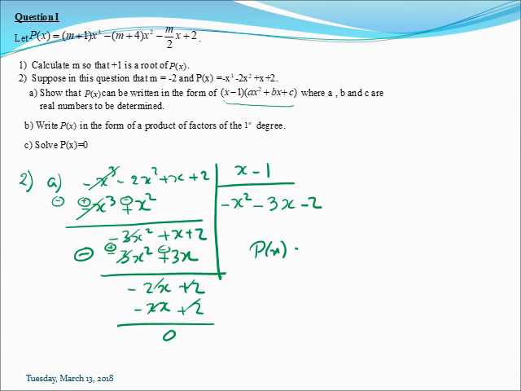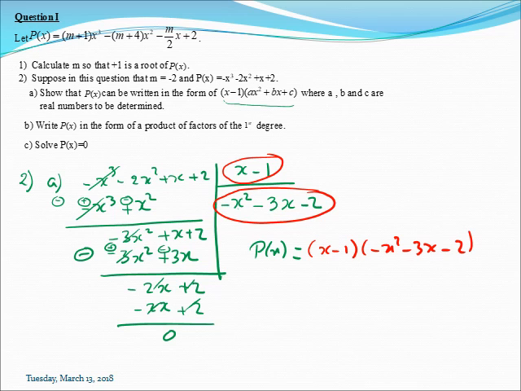P of x equals x minus 1 times minus x square minus 3x minus 2. Then a equals minus 1, b equals minus 3, and c equals minus 2.